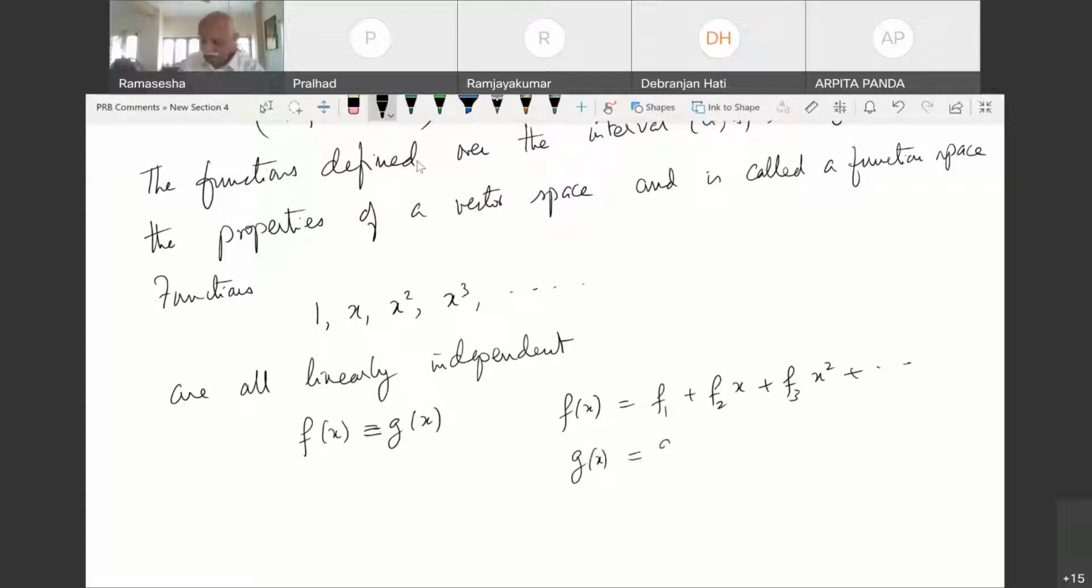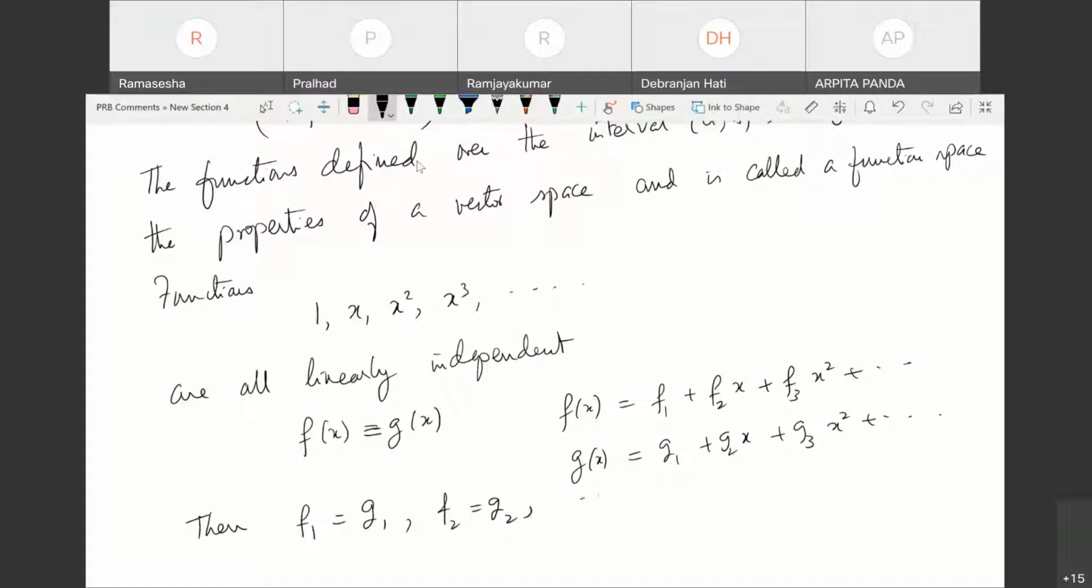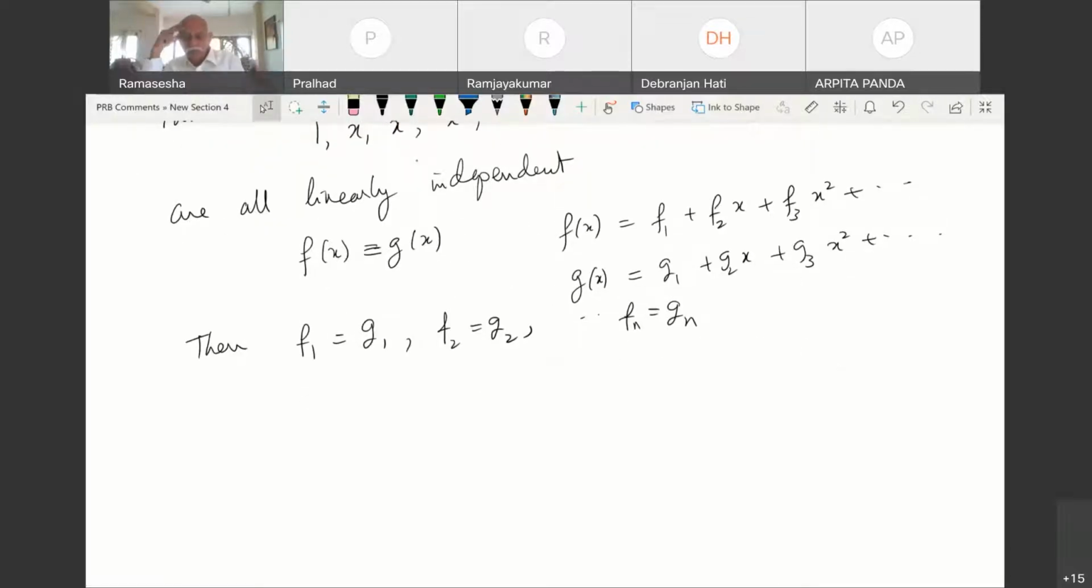And g of x is equal to g1 plus g2 x plus g3 x squared plus etc. And remember, I'm saying identically equal to, that is, it's true for every value of x. Then we have used this property, right? f1 equal to g1, f2 equal to g2, etc. You must have done that when you were trying to get the coefficients, the left hand and the right hand sides being identical.